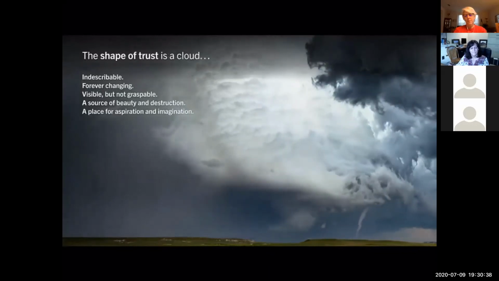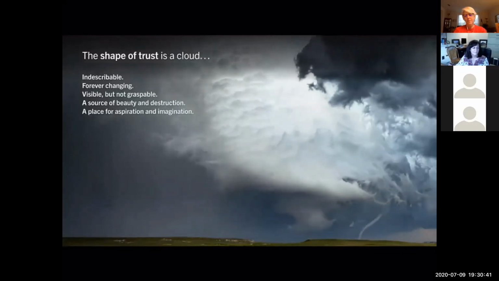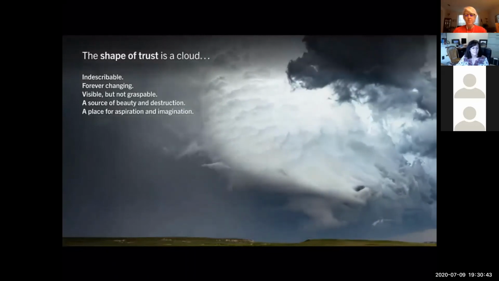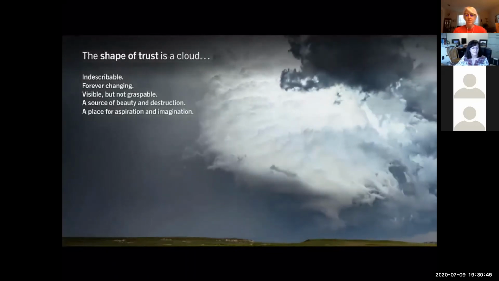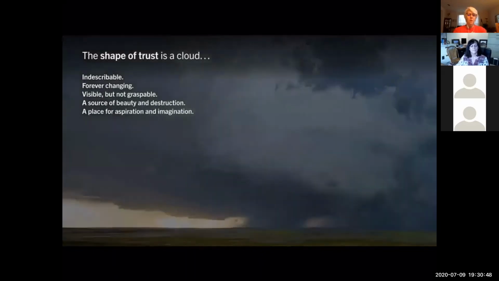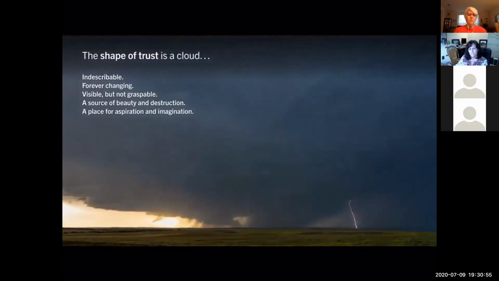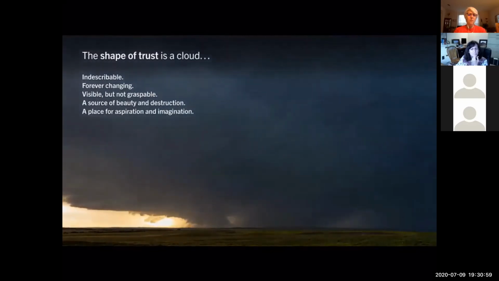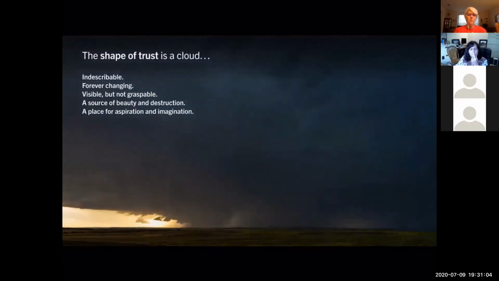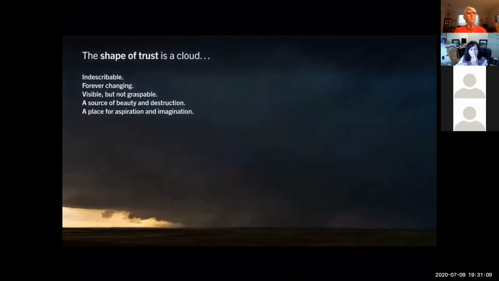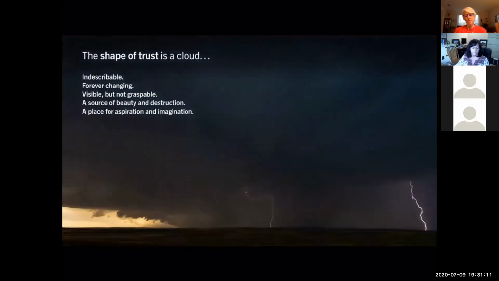There's not a static point for a cloud. It is forever changing. You can see it, but if you've ever been in an airplane and flown through a cloud, you can't really grasp it. We think of it as a source of beauty, right? His head's in the clouds. Or a place of destruction, right? Rain clouds can create great destruction. We also tend to think of clouds as a place that we aspire to, and a place for our imagination. It's a complex place that's forever moving.